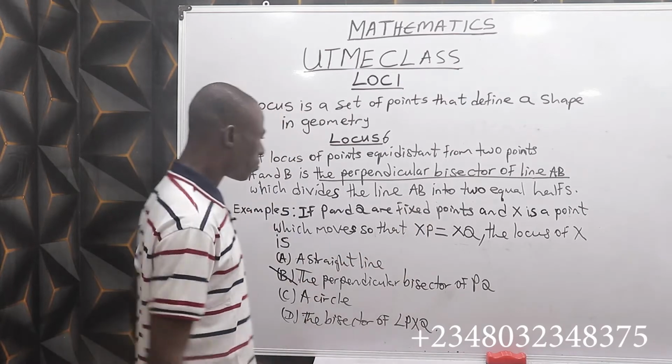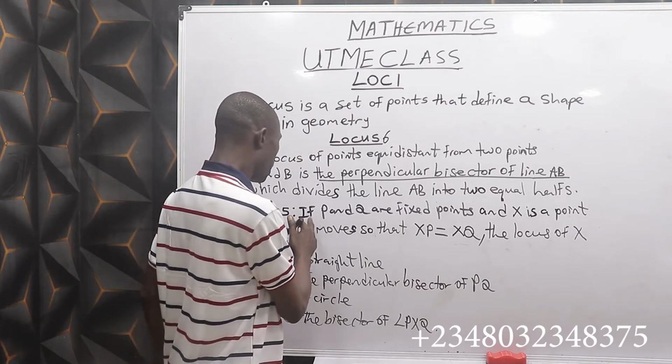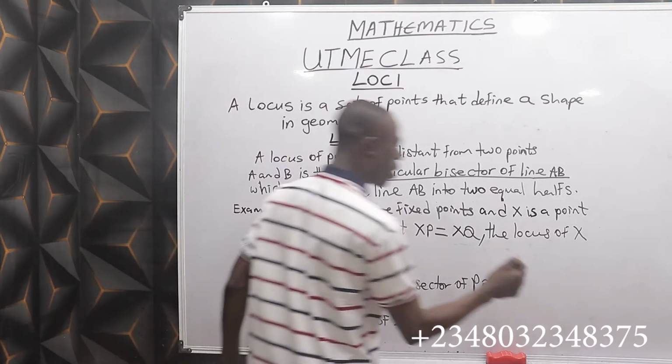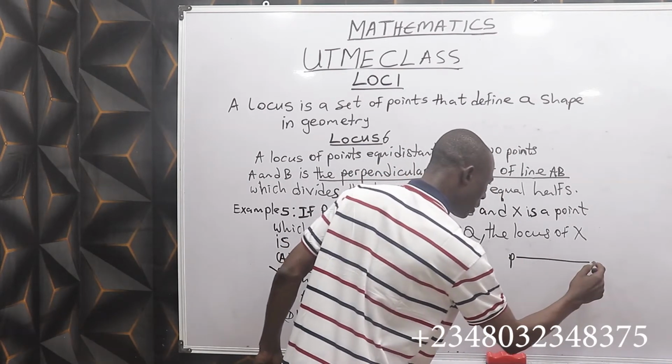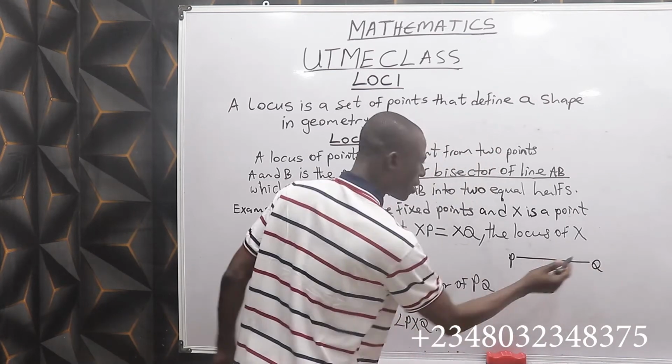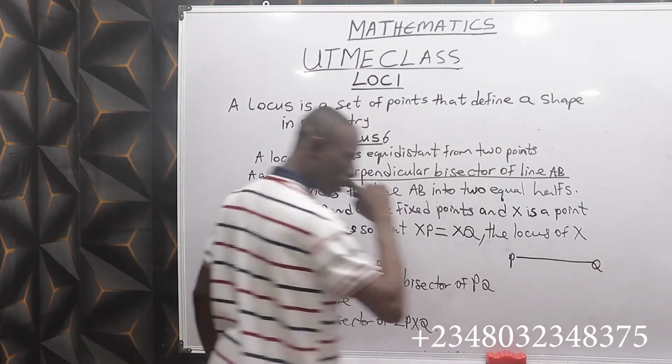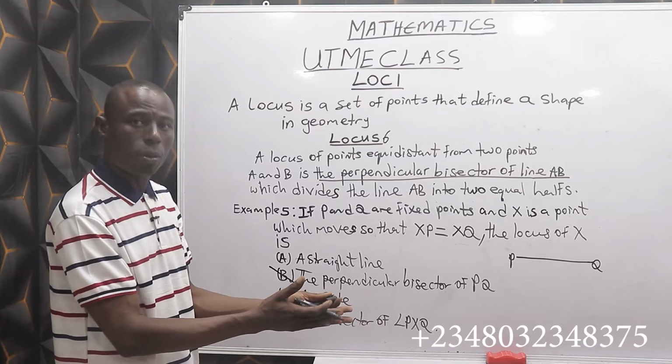Let me explain. If P and Q are fixed points, that is P and Q, they are fixed points. Two fixed points like this will form a straight line.